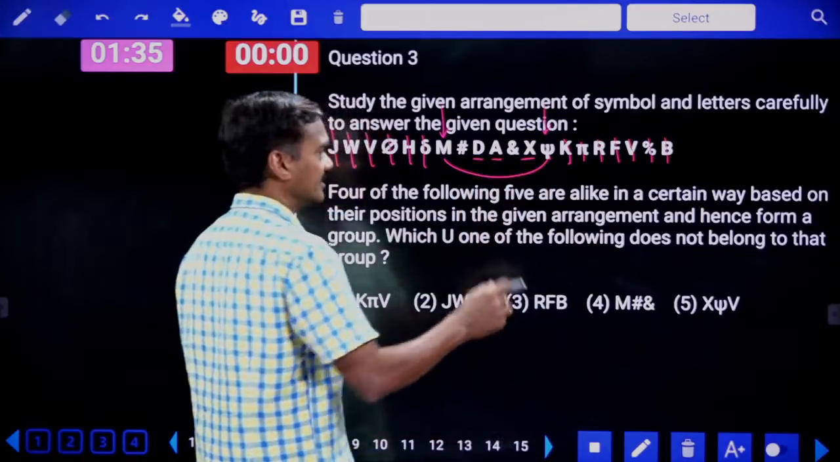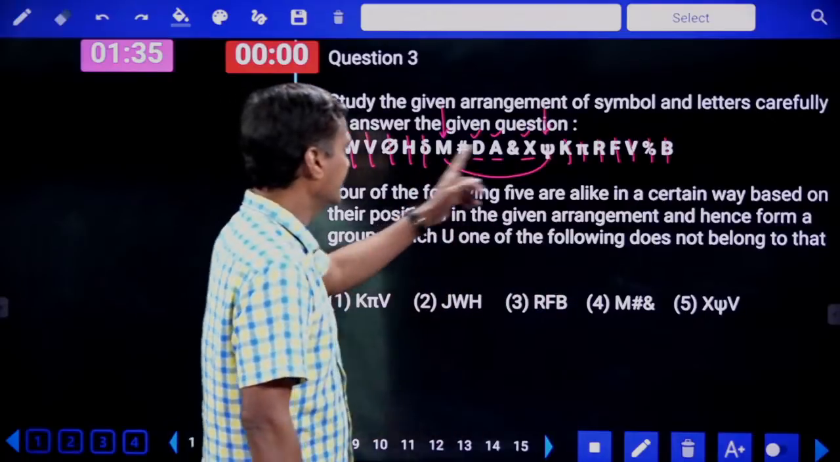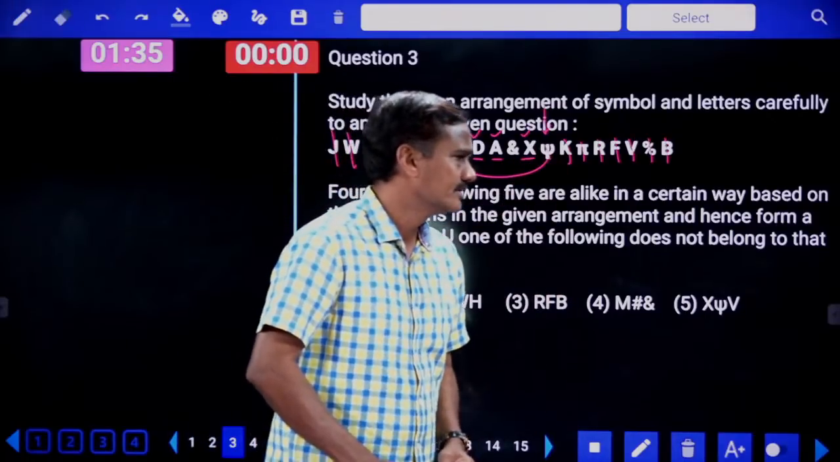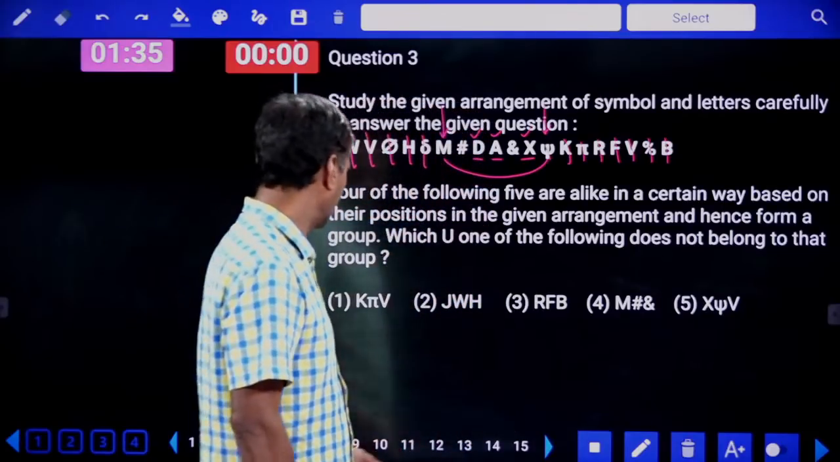How many letters are there? D, A and X are the only 3 letters in between these two elements. Clear now? In between these two elements.